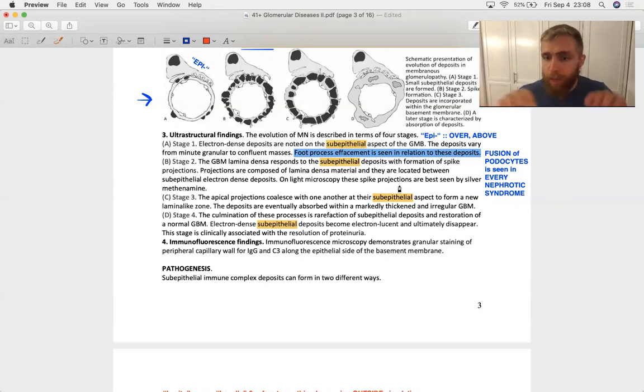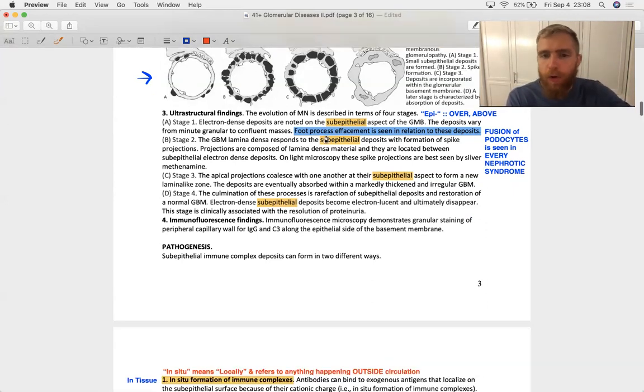You look at these podocyte feet and it's one big foot whenever you look at it on electron microscopy. And really this is kind of non-specific. We associate it most with minimal change disease, but you'll see it in most nephrotic syndromes. Just understand that if you see foot process effacement, podocyte fusion in a kid, it's probably minimal change disease.